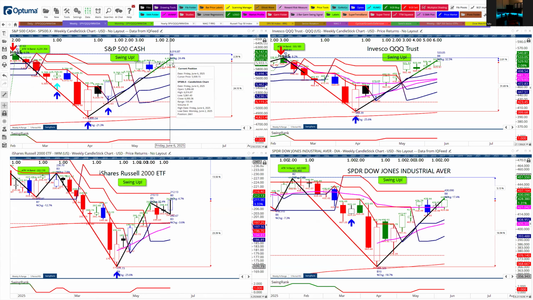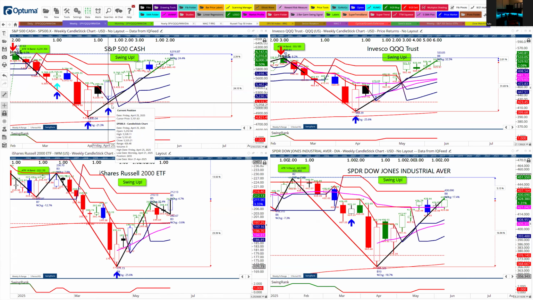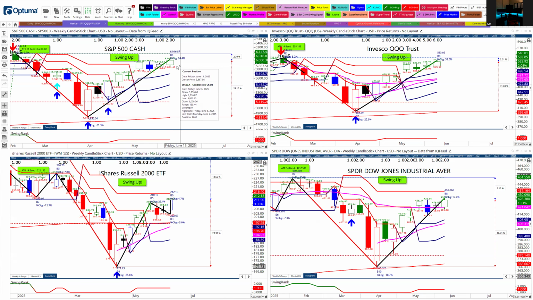1, 2, 3, 4, 5, 6, 7, 8. It has been 8 weeks for the S&P 500 cash. It didn't have one single lower weekly bar in the last 8 weeks. That puts you at 2 months, right? 4 weeks, 1 month, 4 weeks, 2 months, 8 weeks. In 2 months, it didn't have one single lower weekly bar.